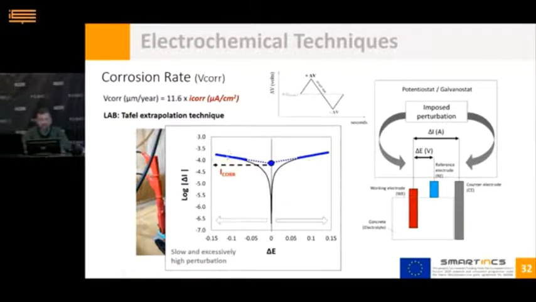And this is the main problem. The main problem with this method is that it is slow and applies high perturbations, so it can disturb the reinforcement in an irreversible way. For these reasons, the Tafel method has been replaced by other techniques.